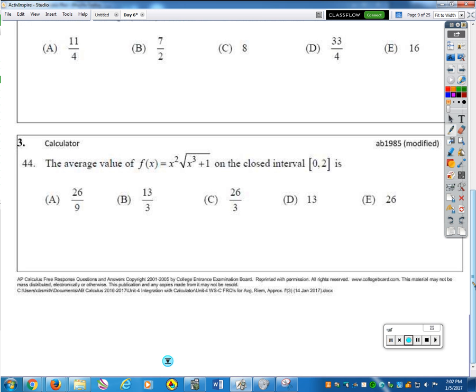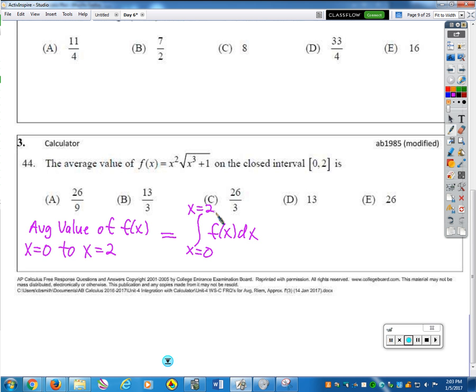Understanding what the formula means and what the question is asking, I simply write on my paper this. Average value of f, x equals 0 to x equals 2 is going to equal the integral of what we're averaging multiplied by dx from x equals 0 to 2. And then I must also divide that integral by the width of the interval. What's the span over which I'm finding the average? 2 subtract 0.